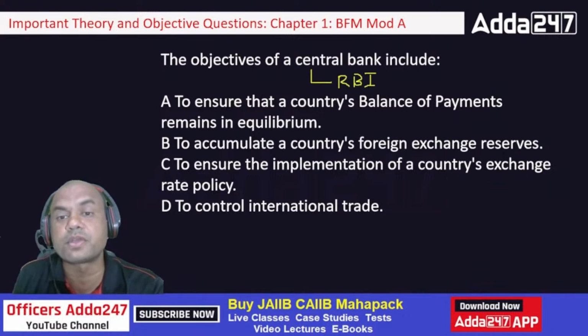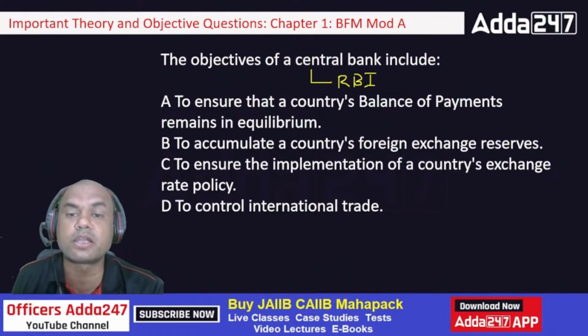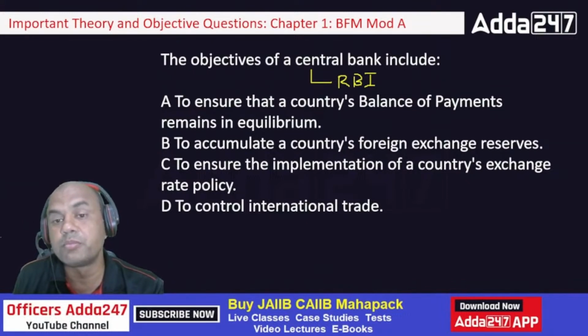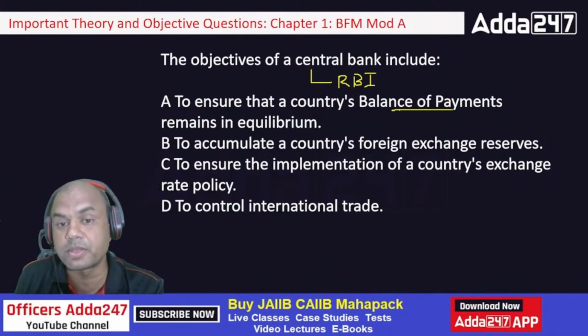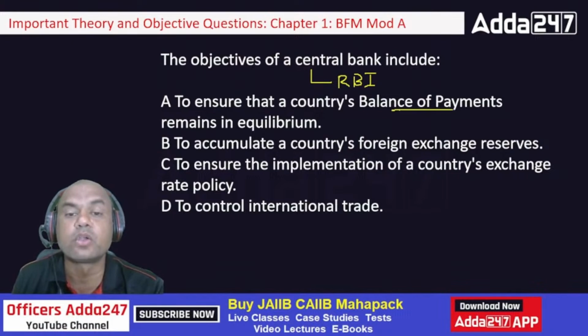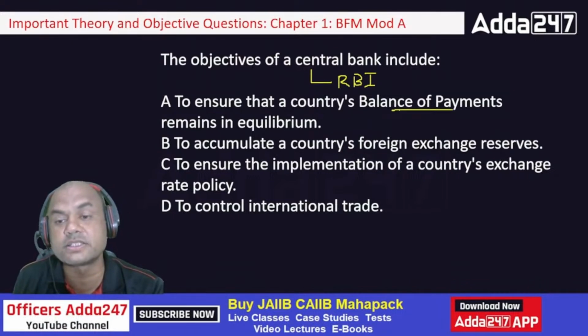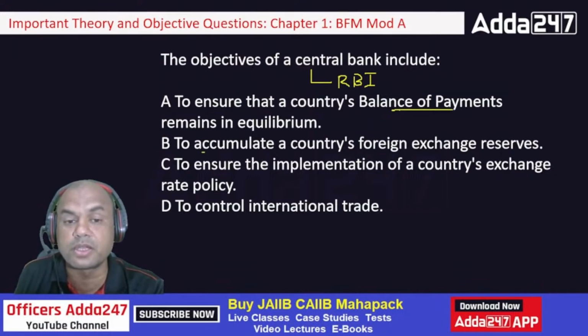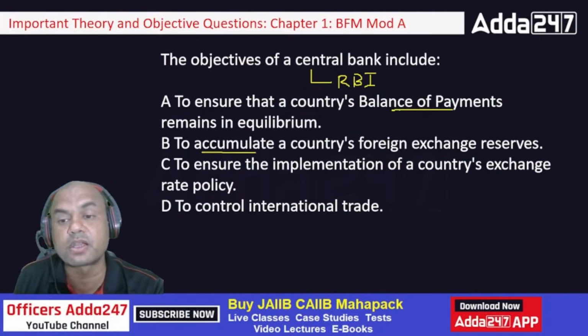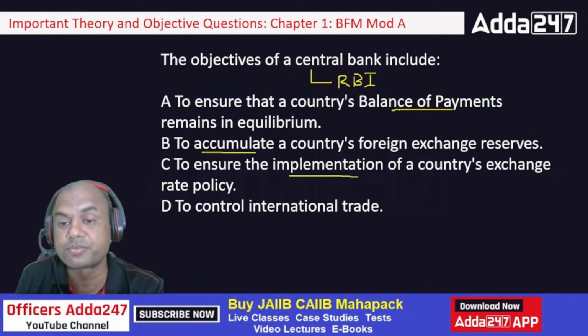So the objective of RBI includes to ensure that a country's balance of payment remains in equilibrium. Second, to accumulate the country's foreign exchange reserves. To ensure the implementation of the country's exchange rate policy. And to control international trade.